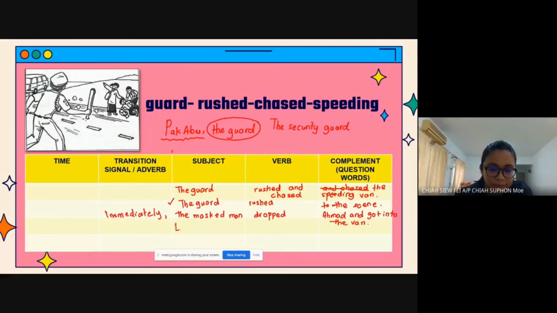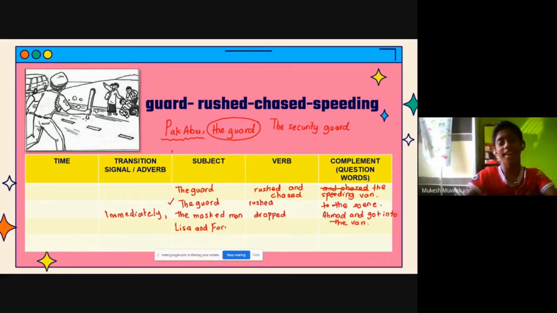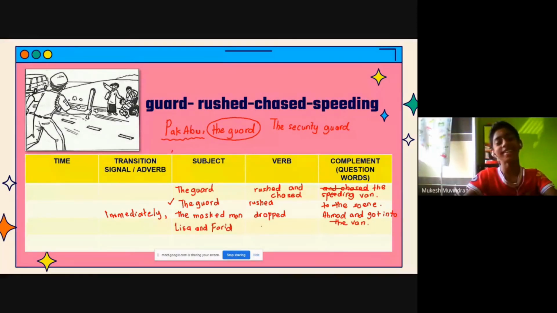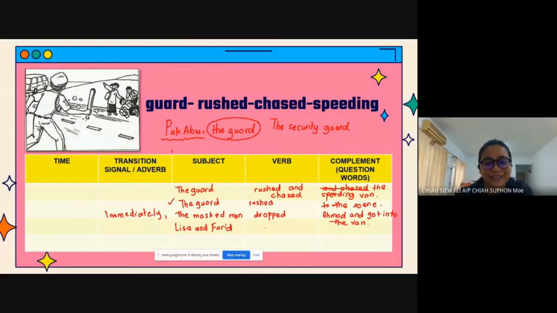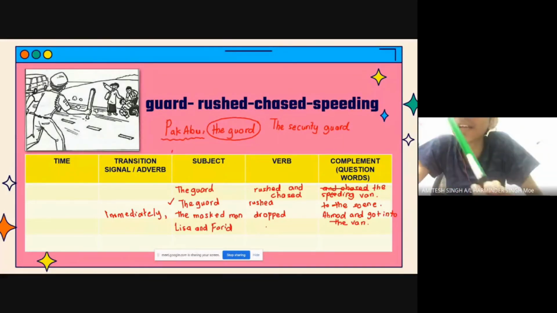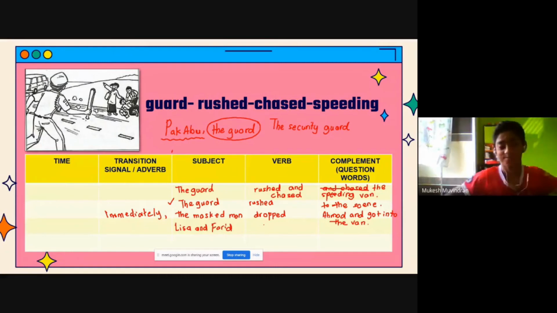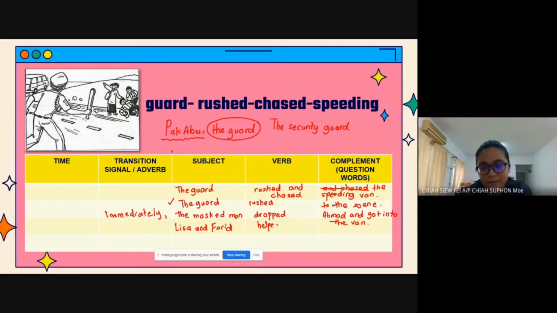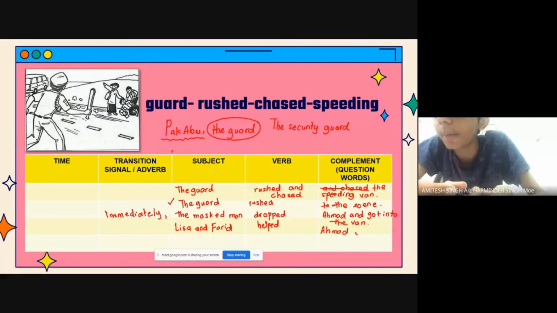What is the full sentence? Lisa and Farid do what? Teacher, can I continue the sentence? Yes, please. Who wants to continue? Lisa and Farid helped Ahmad up. Okay.